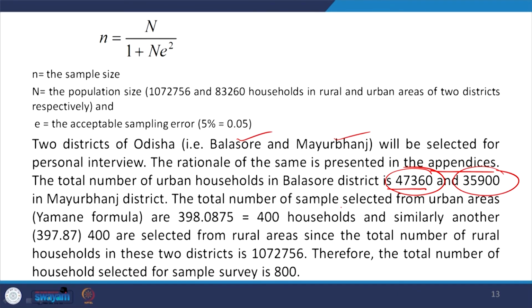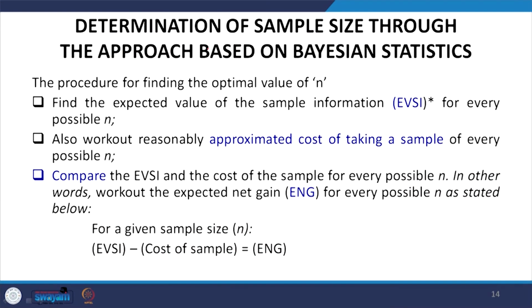The total number of samples selected from urban areas as per the Yamane formula is 398.0875, which is roughly around 400 households, and similarly another 397 or 400 are selected from rural areas, since the total number of rural households in these two districts is 107,275. So, if I apply this number, I can get the proper calculation through the Yamane formula, and this table will provide it for your reference in your final preparation. So, what are the takeaways so far as different calculations are concerned?